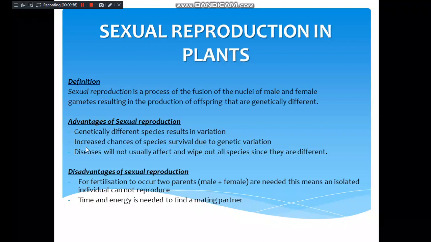Disadvantages of sexual reproduction, however, include that for fertilization to occur, two parents, that is, the male and the female parent, are needed. This means that an isolated individual cannot reproduce. Lastly, time and energy is needed to find a mating partner. Of course, you can relate to that when it comes to animals, more especially human beings.